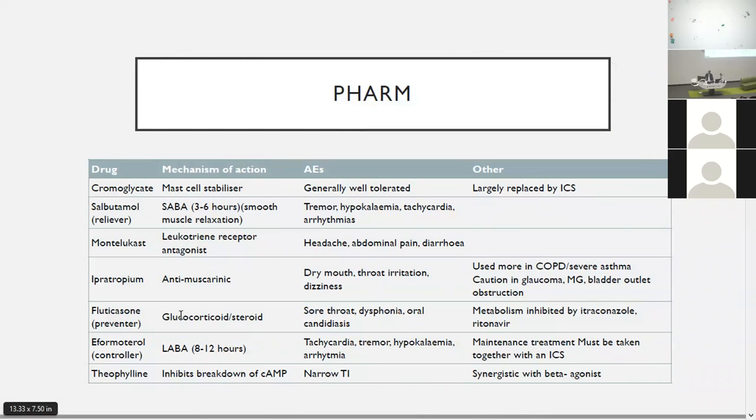And you also have corticosteroids. So make sure to tell your patients to wash their mouth after they use any inhaled corticosteroids. Otherwise, they start getting oral thrush. Yep, you can go through that.